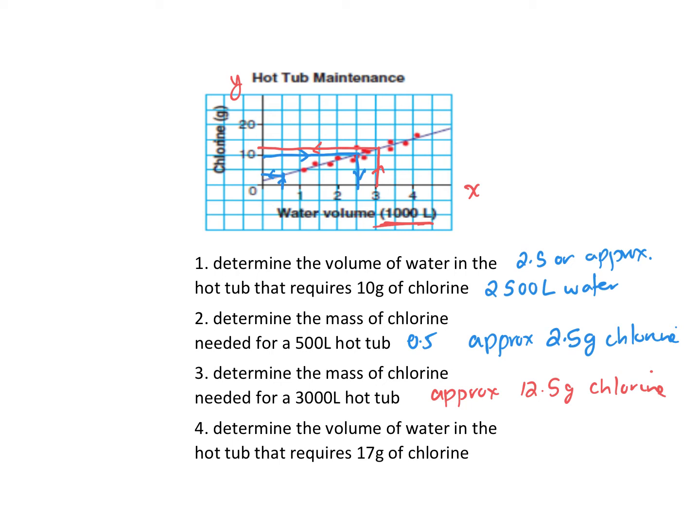And then volume of water, that would be 17. 17 is between 15 and 20, so probably about here. And so it looks like it's 4 and a bit. So I'm going to say approximately 4.5 or 4,500 liters of water. So I was able to find most of this information within the data set. Perhaps the 500 liters, I had to make the line a little bit longer, but I was able to find that from there.